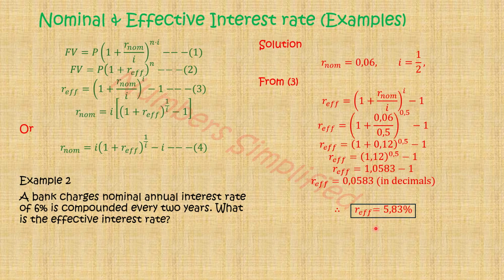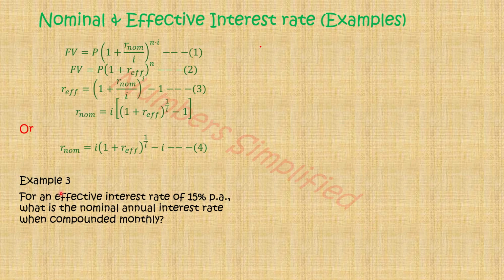Great then, so with that, we are going to also consider the third example. So stay tuned as we work on the third example. So in the third example, this is what we have. For an effective interest rate of 15% per annum, what is the nominal annual interest rate when compounded monthly? As before, we check the variables that are given. So we see that we have the effective interest rate of 0.15, 15% in other words. And now this is compounded monthly, implying that the I is equal to 12.